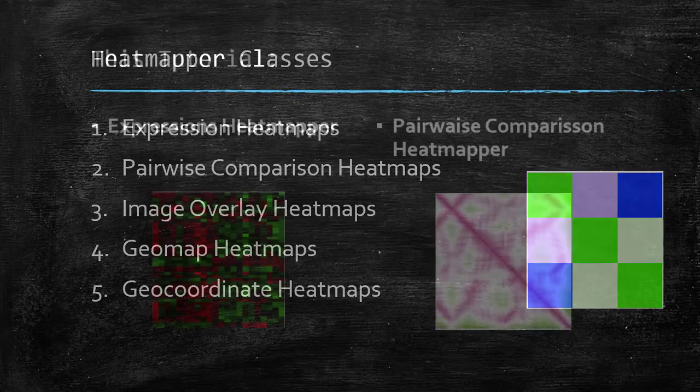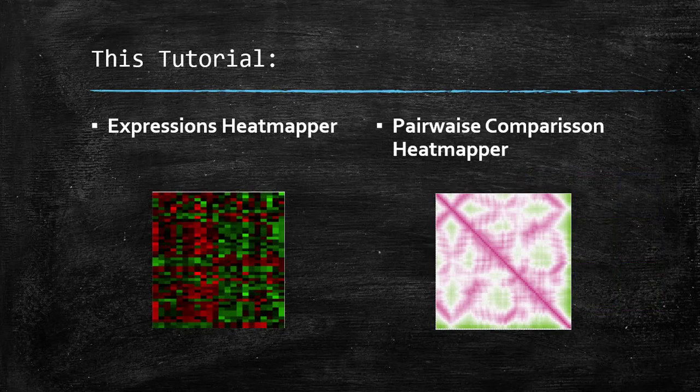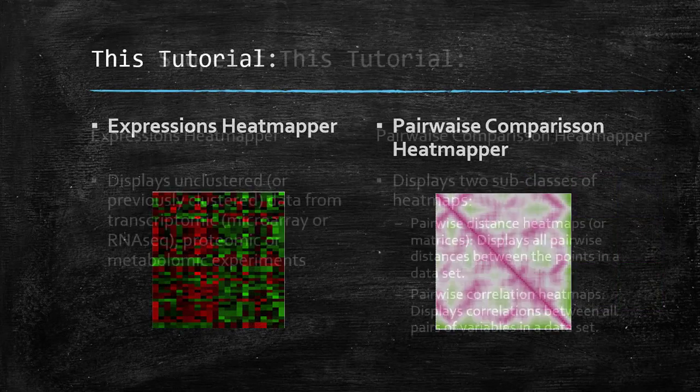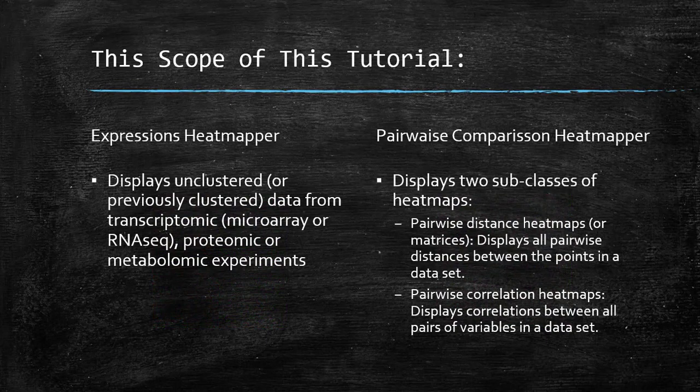maps. This tutorial only deals with the first two, expressions heat maps and pairwise heat maps. The expressions function allows users to view unclustered expression data. This could be transcriptomic data from a microarray or RNA sequence, or data from a proteomic and metabolomic experiment. The pairwise comparison function displays pairwise distance heat maps or matrices and pairwise correlation heat maps.